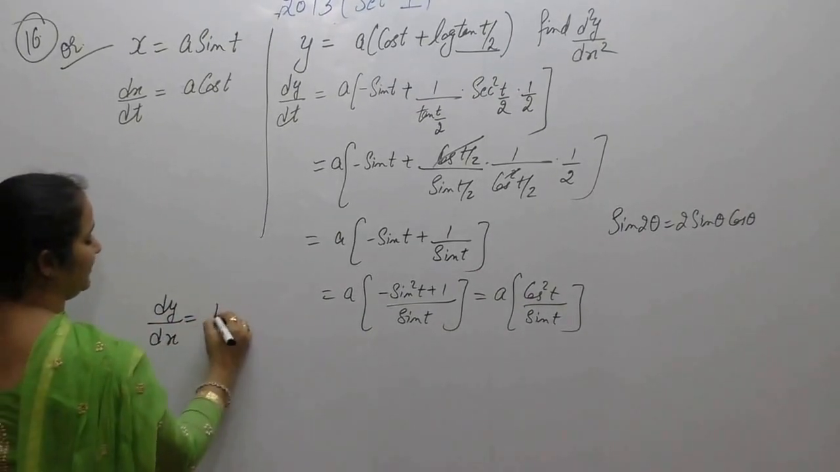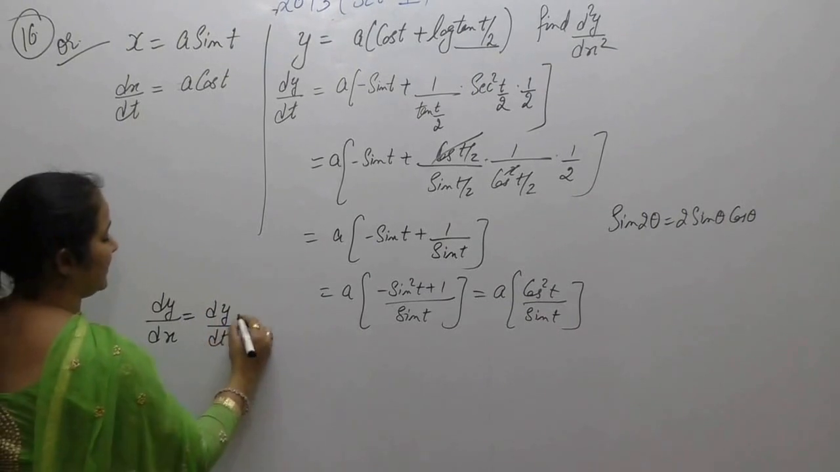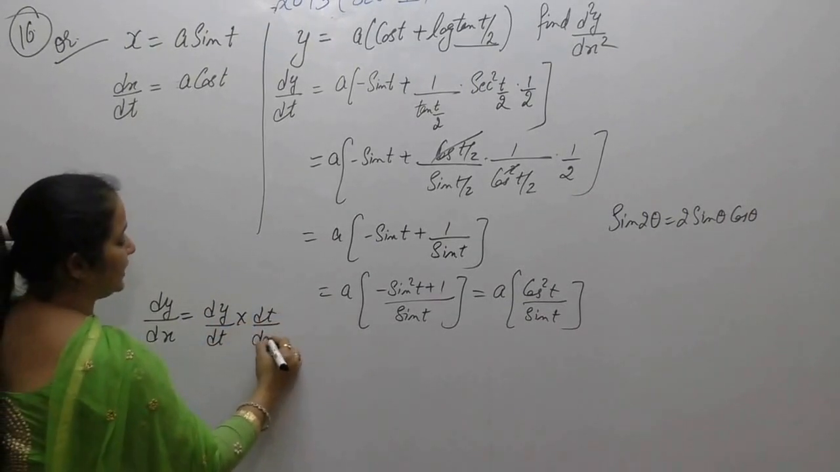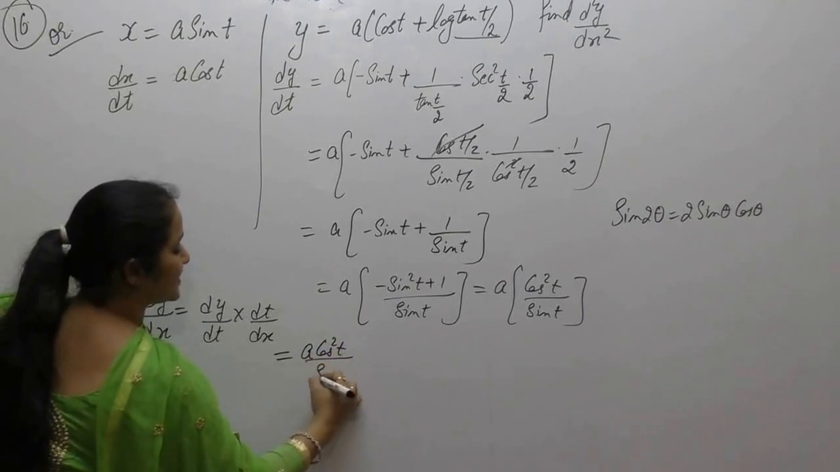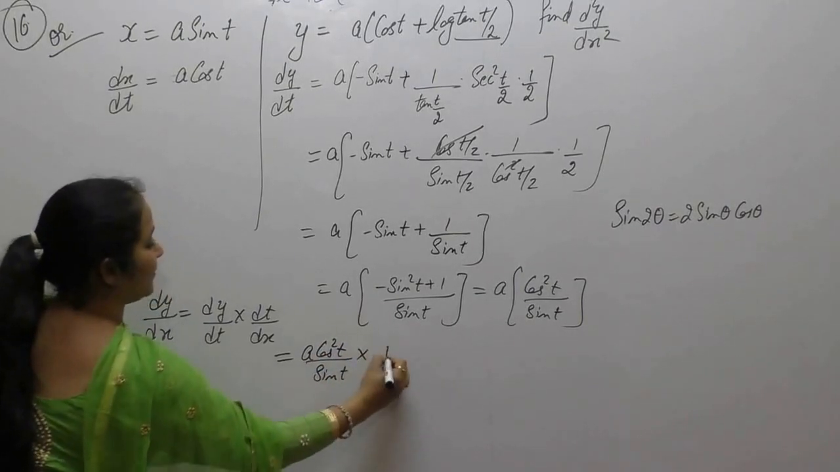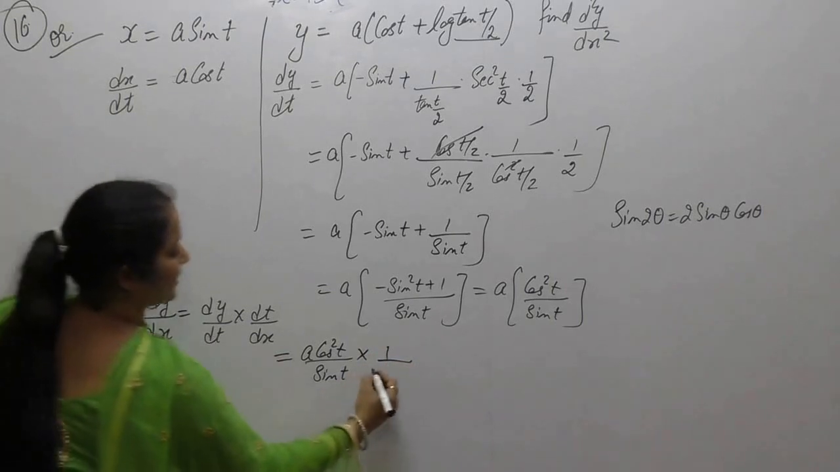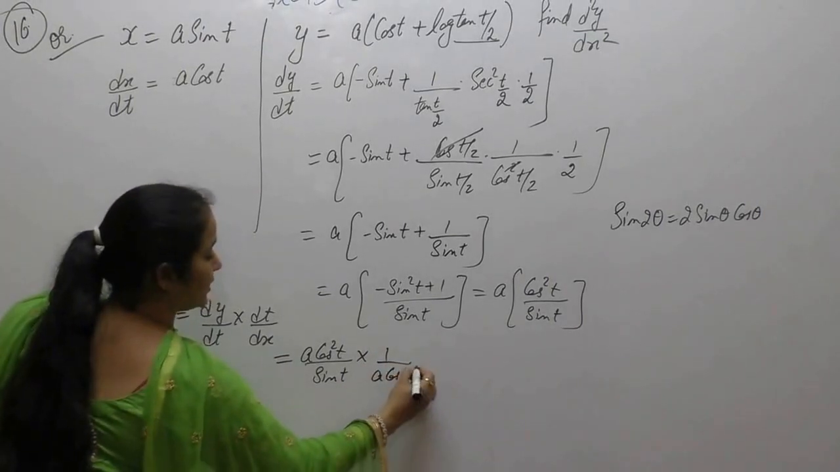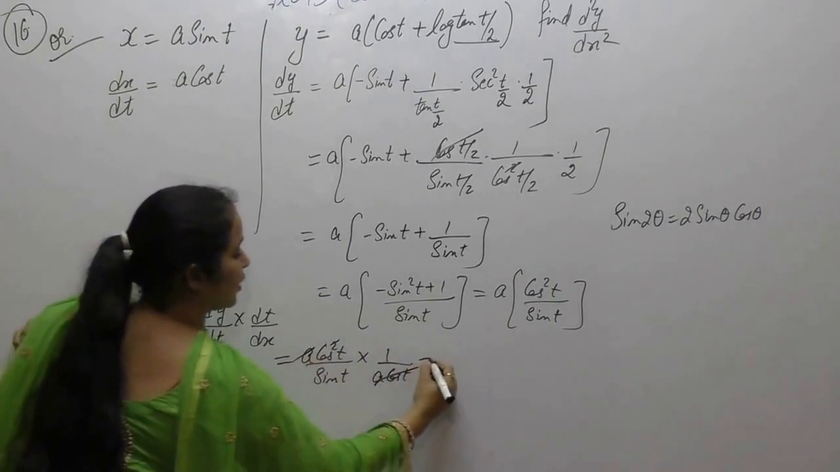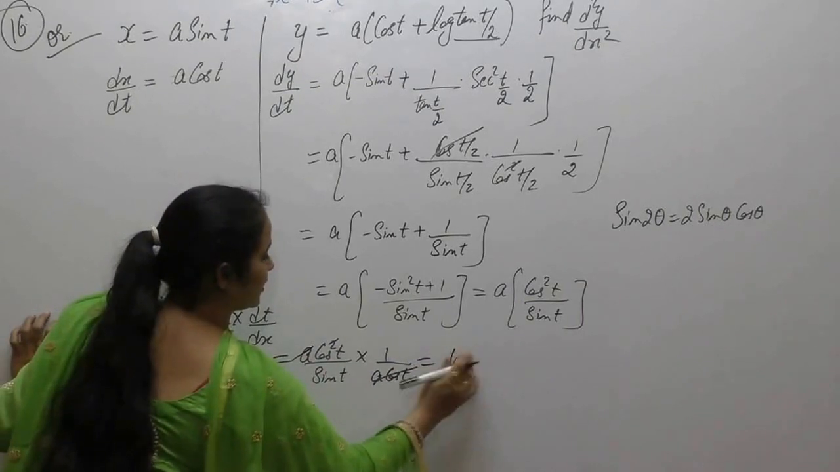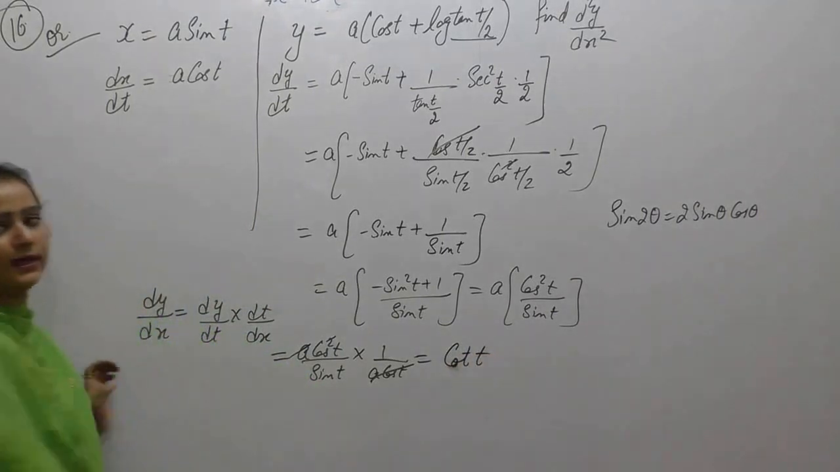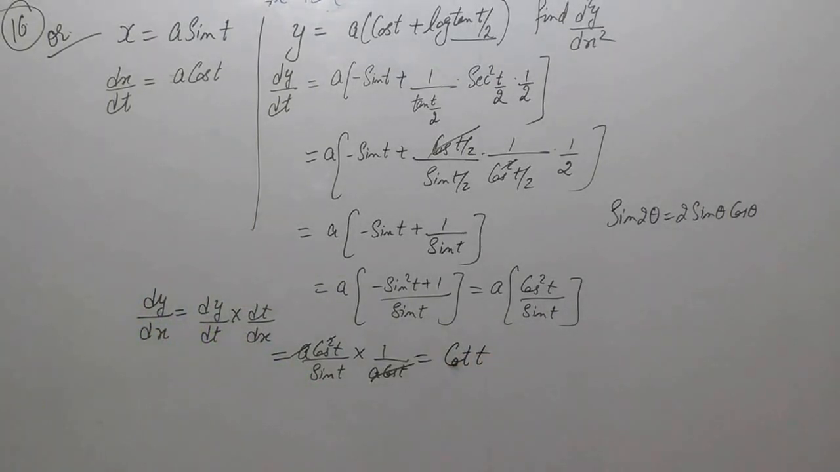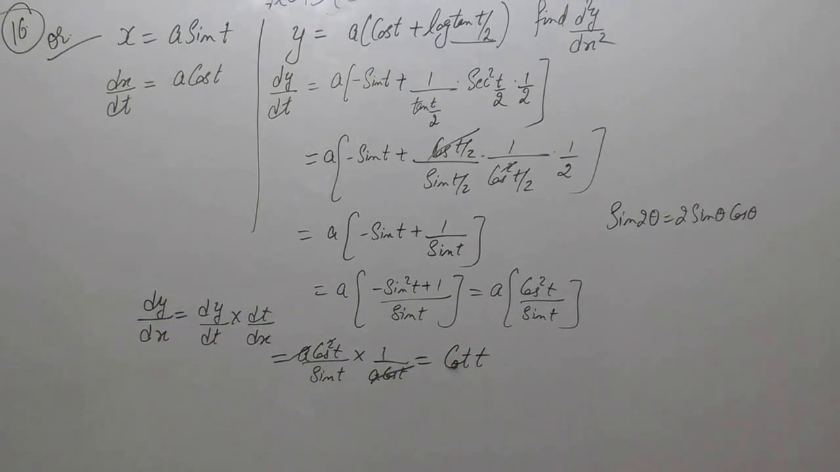We want to find dy upon dx. dy upon dt into dt upon dx. dy upon dt is this. Now 1 upon dx upon dt is a cos t. A cos t will cancel. Cos upon sin is cot. So cot of t. Now we want to find the second derivative.